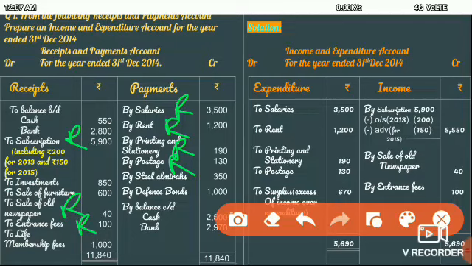The closing balance of cash and bank will not come, and the opening balance of cash and bank also will not come. Only the revenue nature items will come in the income and expenditure account.